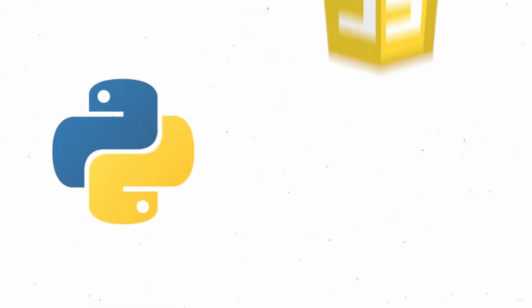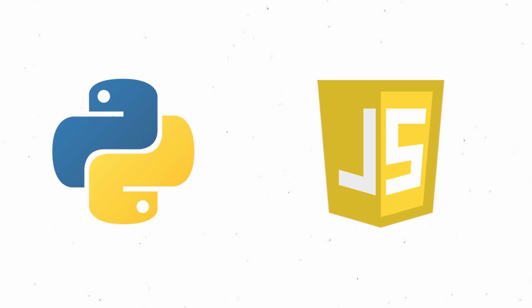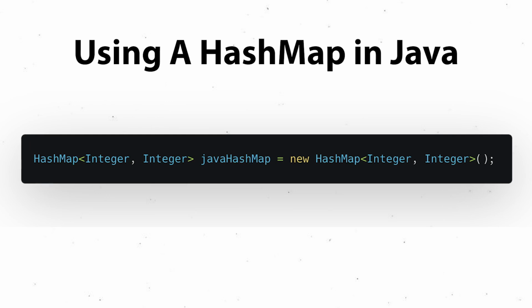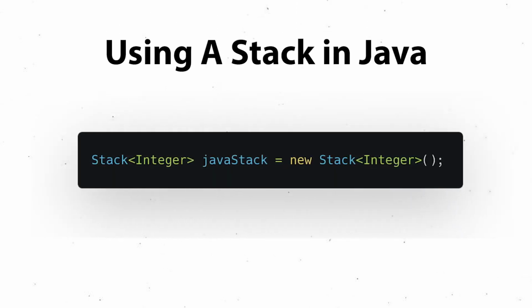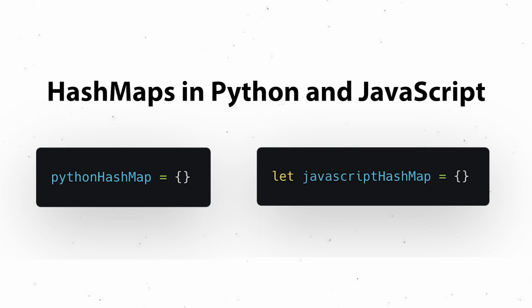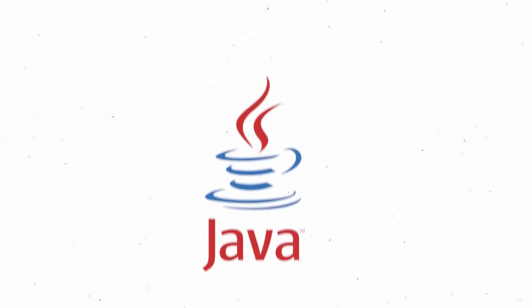A lot of people recommend using languages like Python or JavaScript because they have really easy syntax. My personal favorite language is Java. And this is just because to code out the data structures, you write the actual name of the data structure. To declare a hash map in Java, you write the word hash map. To declare a stack, you write the word stack. Whereas in Python and JavaScript, you might use brackets to represent an array, or curly braces to represent a hash map. It just gets a little bit confusing for me, so that's why I like Java.